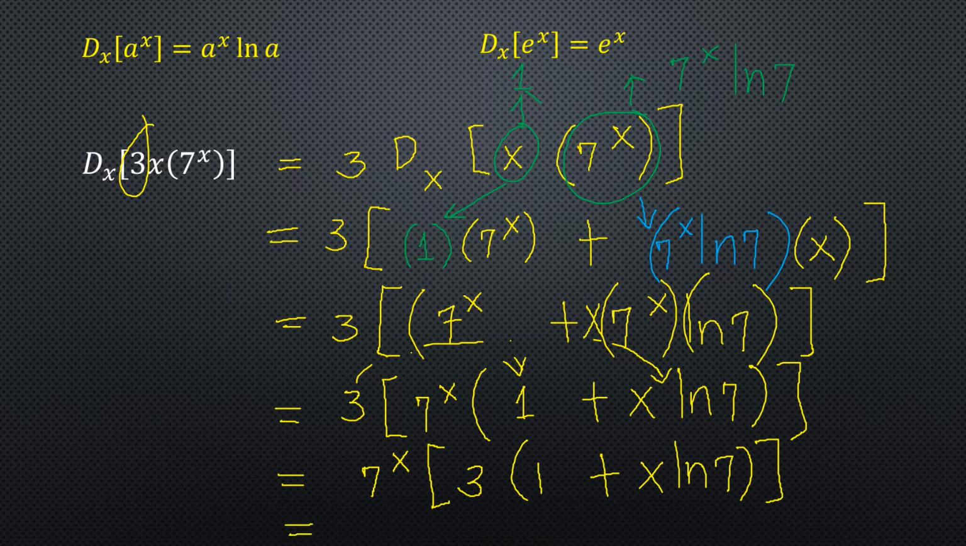We can now distribute 3, so we have 7 raised to x times, 3 times 1 is 3. So 3 times x ln of 7 is 3x ln of 7. So that will be our final answer.